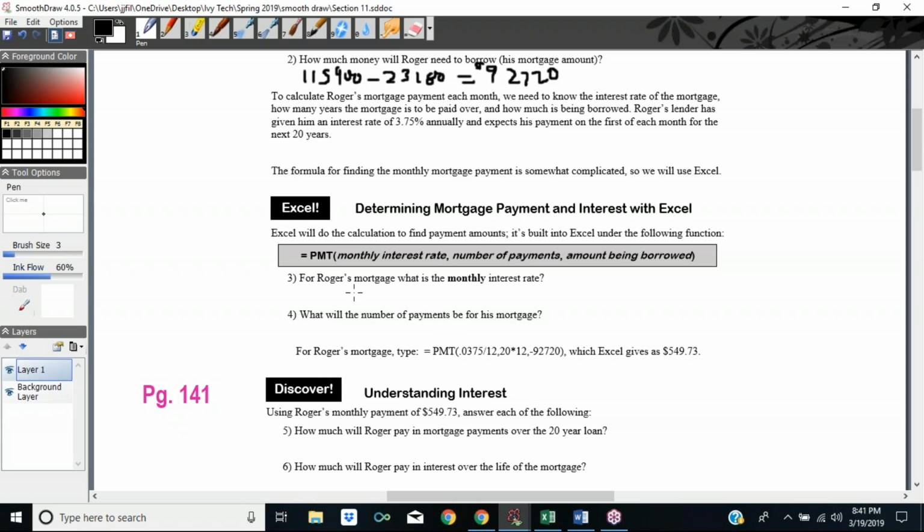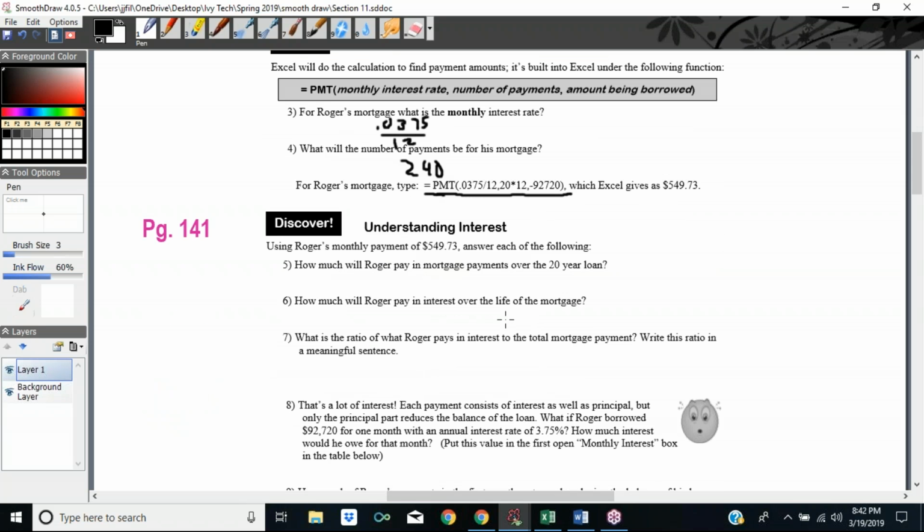So let's see his monthly interest. So we can just fill this in if we want. 0.0375 divided by 12. That's the monthly interest rate. The number of payments is 240. And then there's our formula. Make sure you put the equal sign in there. So using Roger's monthly payment of $549.73, let's answer the next couple of questions.